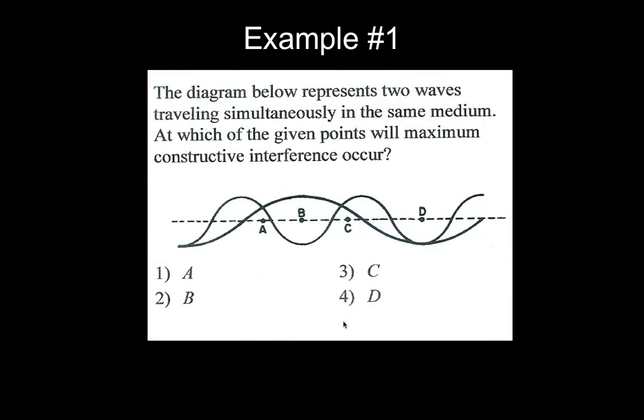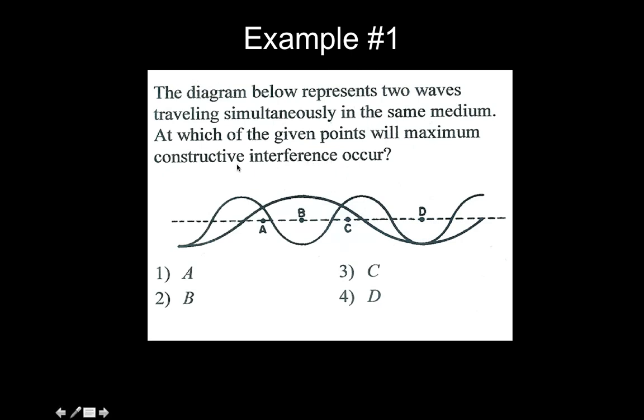So now we look at this picture here. This diagram below represents two waves traveling simultaneously in the same medium. At which of the given points will maximum constructive interference occur? Well, if you look at letter A, it does have some parts in the positive direction that are going to overlap. So does letter C. There's really no difference between A and C, so we know that that cannot be maximum constructive. It will be some constructive, but just not maximum.